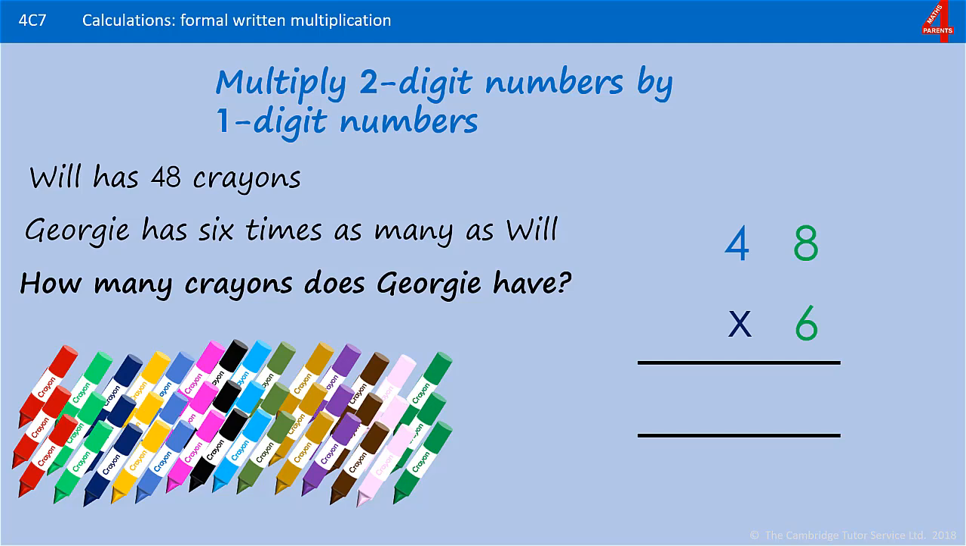Starting with the ones, 8 times 6 is 48. Put the 8 ones and carry the 4 tens. And 4 times 6 is 24. Add the 4 we carried, that's 28. We put in that 28. Georgie has 288 crayons.